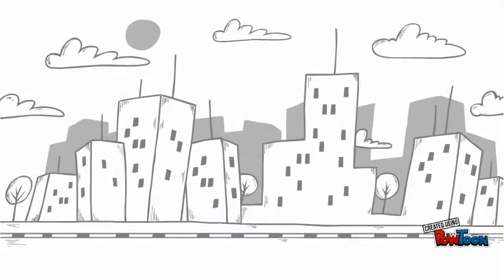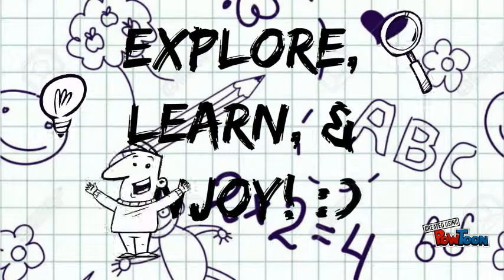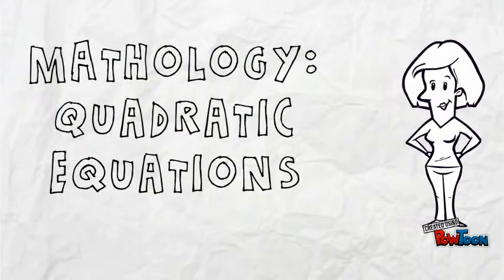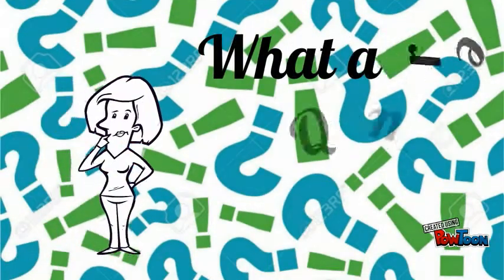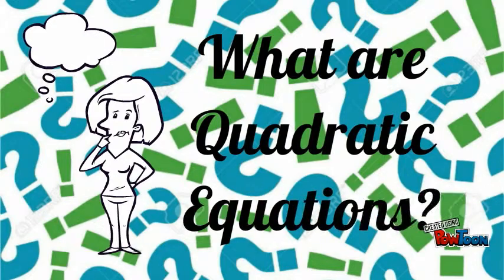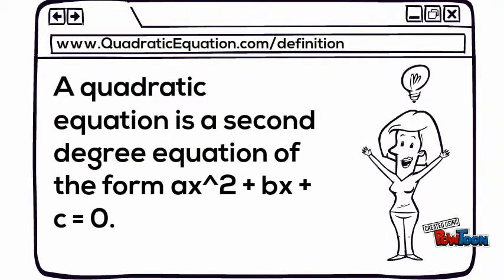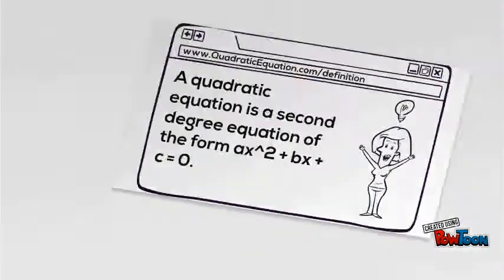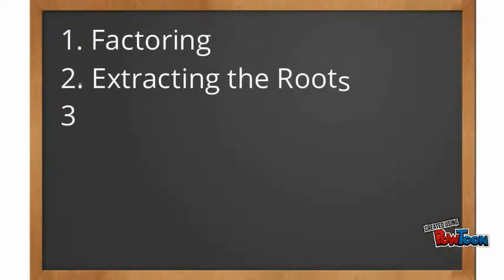For today's episode, quadratic equations. But first, what are quadratic equations? A quadratic equation is a second-degree equation of the form ax squared plus bx plus c equals 0. There are 4 ways to solve this, namely factoring, extracting the roots, completing the square, and the quadratic formula. Now let's move on to solving real-life problems applying quadratic equations.